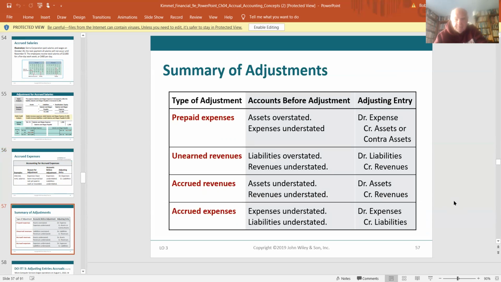Accrued expenses. So here they're just summarizing the four kinds of expenses. We have the deferreds and the accruals. The deferreds are the prepaids and the unearned revenue. And one thing I meant to point out that's not in the book: a prepaid expense and an unearned revenue are the same exact thing. It depends what side of the transaction you're on.